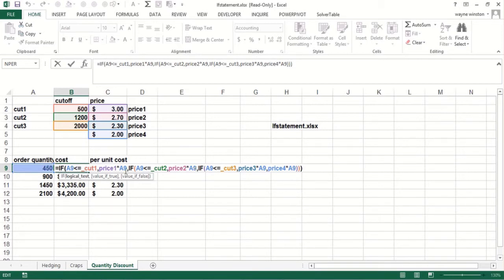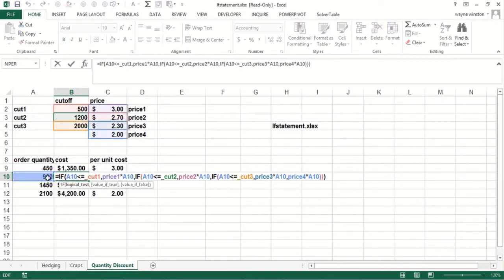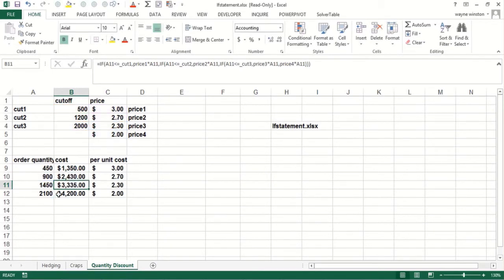So if you ordered 450, what happens? 450 is less or equal to 500. You stop and you pay $3 times 450. That's $1350. So I copied that formula down. What happens if you order 900? Is 900 less or equal to 500? No. Is 900 less or equal to 1200? Yes. So you would pay 900 times $2.70. That's $2430.